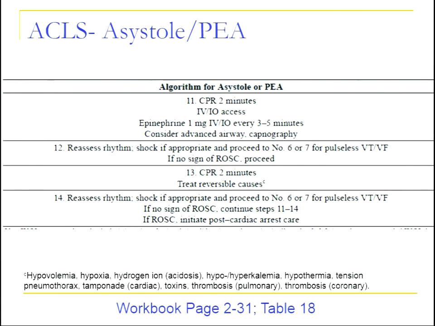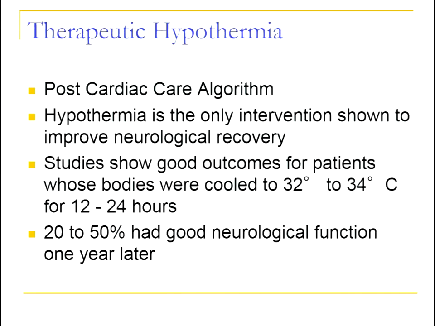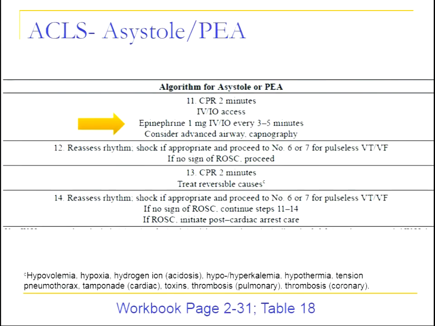PEA is the non-shockable rhythm. We're going to go ahead and assess our patient. We're going to give epi early, 1 milligram every 3 to 5 minutes. We're going to think about our reversible causes, the 5 H's and 5 T's. And if at any point in time that rhythm converts to a shockable rhythm, we go to the other algorithm.